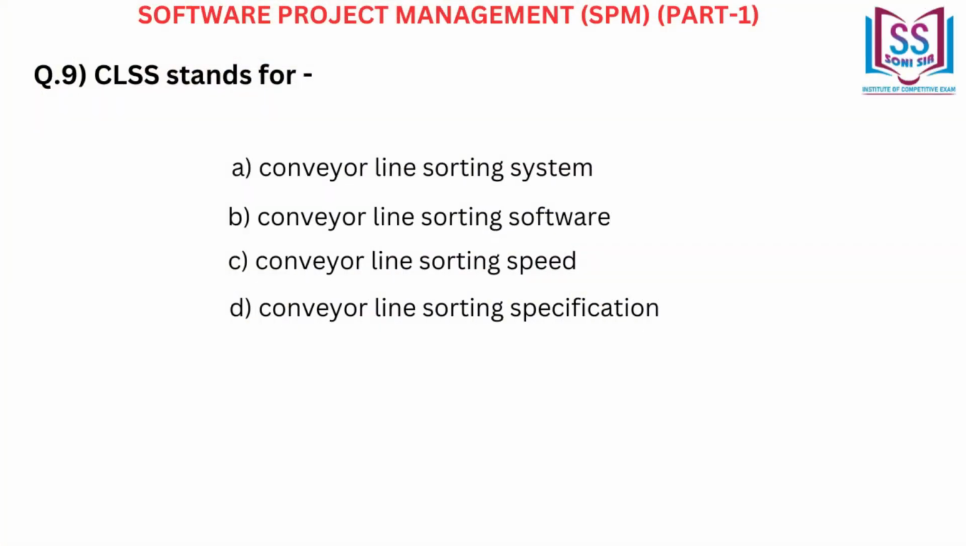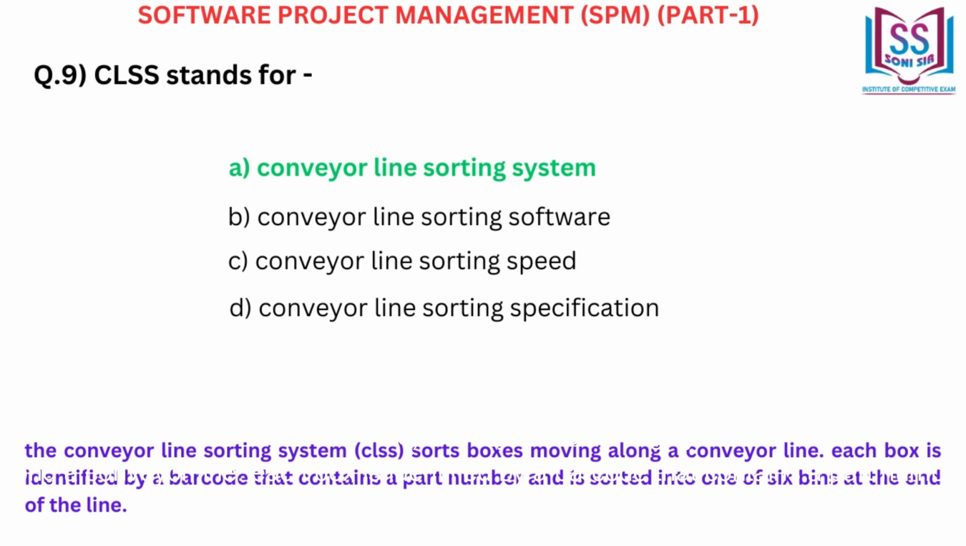CLSS stands for A. Conveyor line sorting system. B. Conveyor line sorting software. C. Conveyor line sorting speed. D. Conveyor line sorting specification. Correct answer A. Conveyor line sorting system. The conveyor line sorting system sorts boxes moving along a conveyor line. Each box is identified by a barcode that contains a part number and is sorted into one of 6 bins at the end of the line.